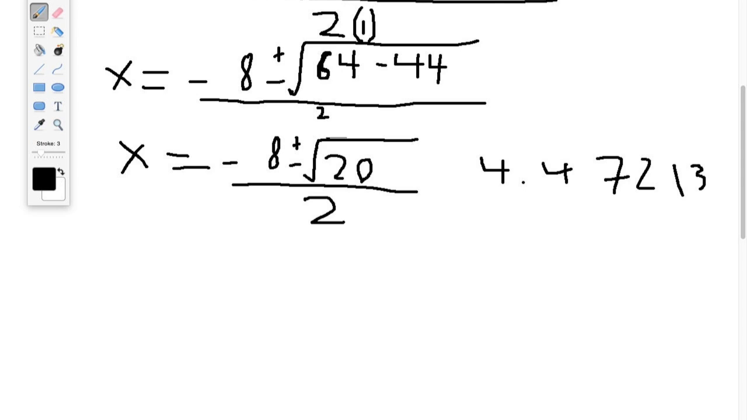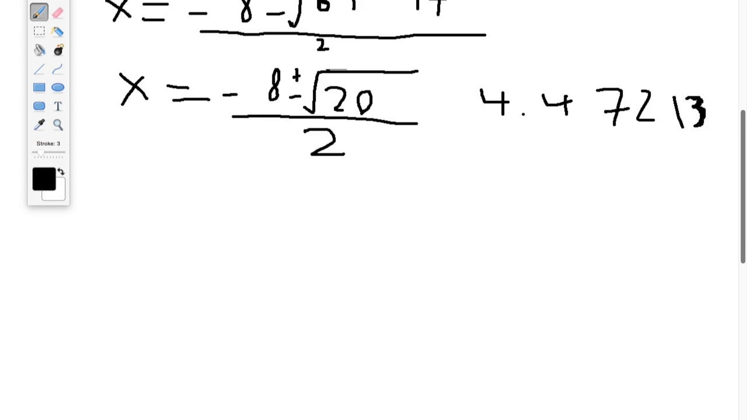4.47213. And I usually like to bring this number out as far as possible, because in the end, if we round this number to the 100th now, the answer won't be as exact as it should be. So it's generally a good idea to put this as far out as you can, and then you can round it down, or round it up or whatever, to the 100ths when you have the complete answer.